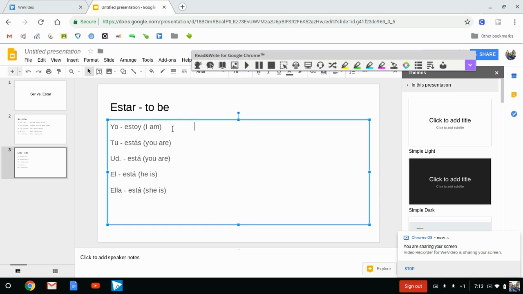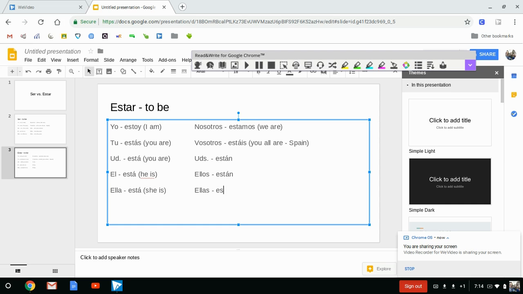Then over here we got our plurals. Nosotros. If you haven't memorized these pronouns yet, by the way, you need to get there. You're behind the curve. Vosotros, ustedes, ellos, and ellas. So nosotros goes with estamos, and that's going to mean we are. Vosotros is estáis, accent on that A there, and that's you all are. That is the one that is just in Spain. And then ustedes, ellos, and ellas, of course, share the same conjugation, and that conjugation is están.